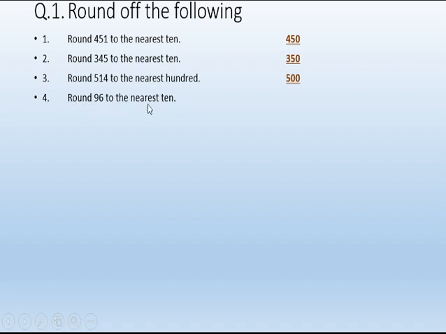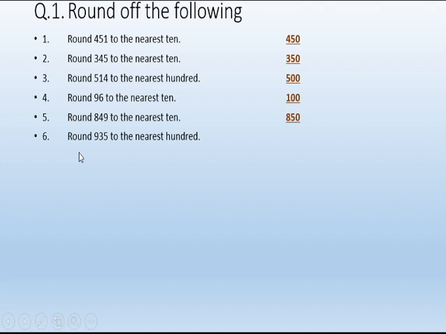Now 96 to the nearest tens. Whenever we remove the units, this is 5 or more, so it is replaced by 0 and 1 is added to 9, so it becomes 10. This 10 and one more 0 becomes 100, so the nearest 10 is 100. And the next example, round 849 to the nearest 10. Now we are removing the first number, which is 9, which is 5 or more, so automatically it will become 850, because we are adding 1 to 4.